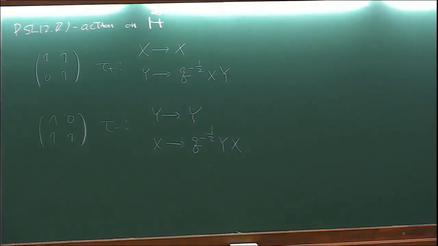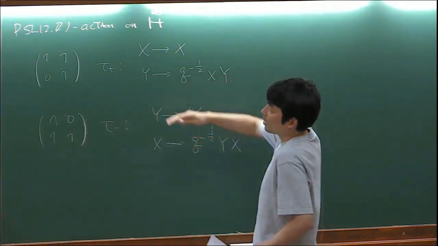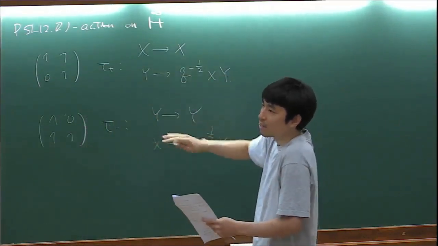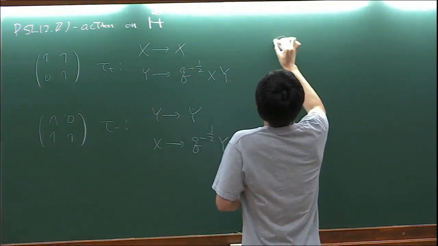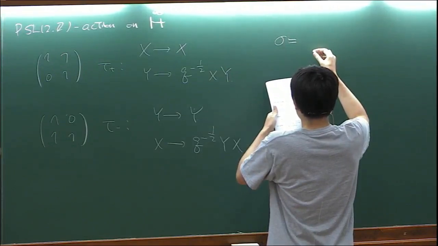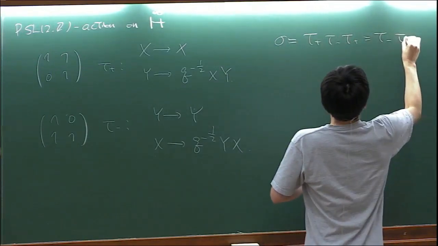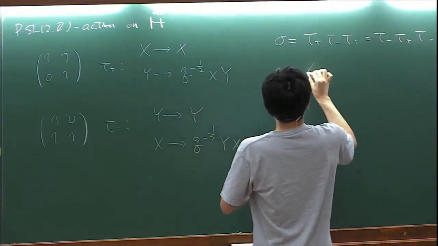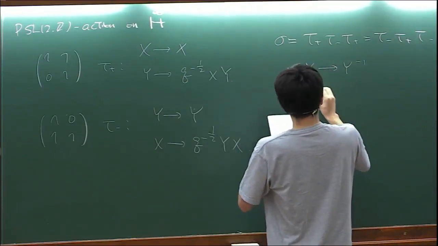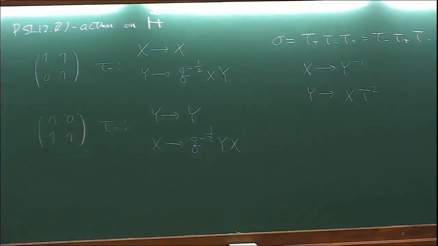Meridian is mapped to longitude times meridian, and so on. This is the T transformation, and it's the reflection of T. There is an important element which is called sigma, which is the incarnation of the S transformation, tau plus tau minus tau plus, which just swaps meridian and longitude, and the longitude to meridian shifted by x t squared. Okay, so this is a PSL2(Z) action on the double affine algebra, since it can be constructed from T2 minus point.